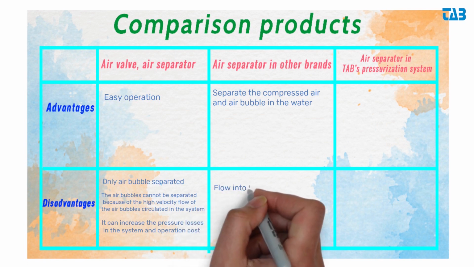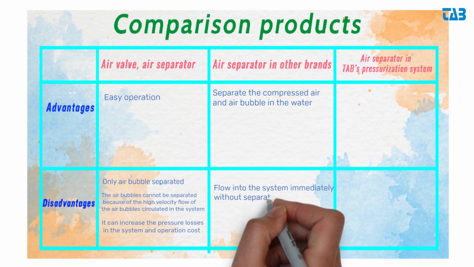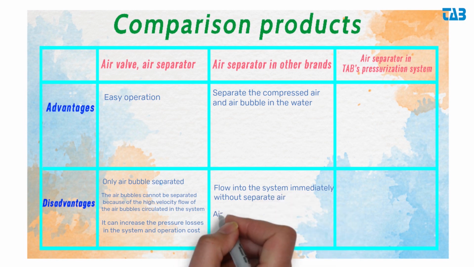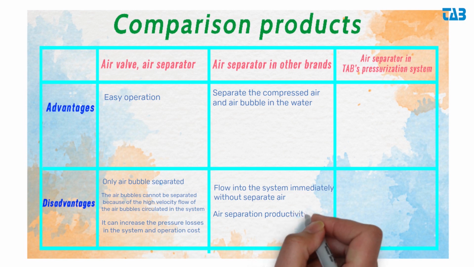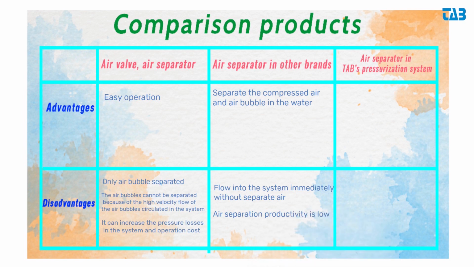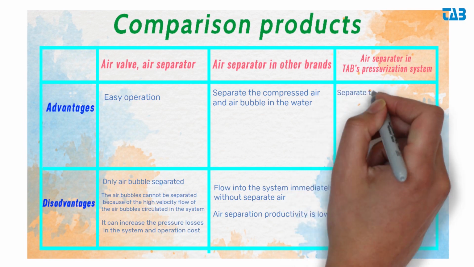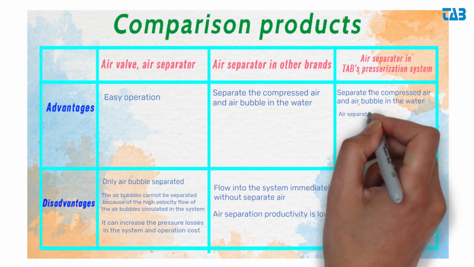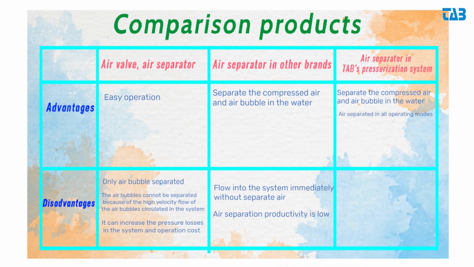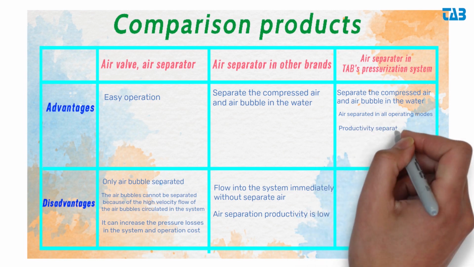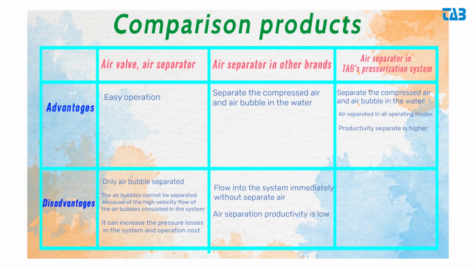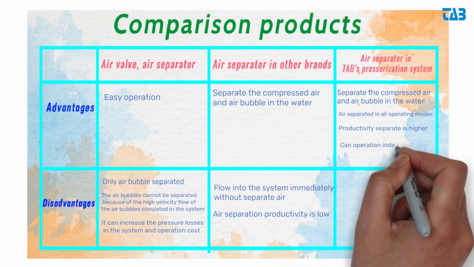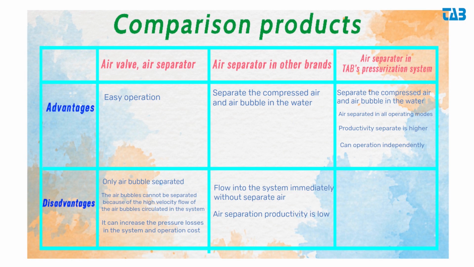Air separator technology of other brands. Advantages: separates the compressed air and air bubbles in water. Disadvantages: water flows into the system directly without separating air. The productivity of air separation is low. TB's air separator technology. Advantages: separates the compressed air and air bubbles in water. Separates the air in all operating modes, in the process of increasing or decreasing pressure, and in the process of water makeup. Productivity of air separation is high. Able to operate the mode of air separation independently.